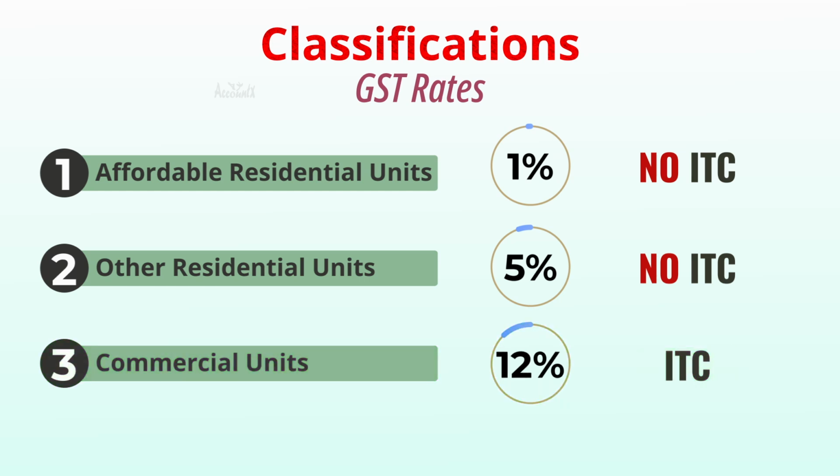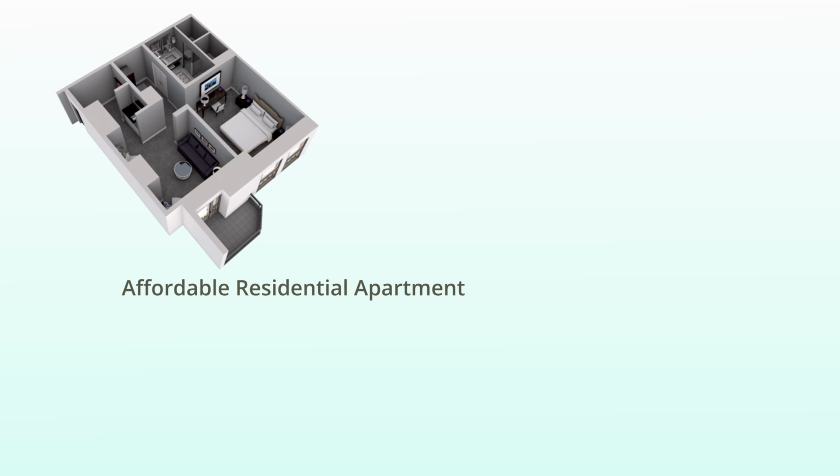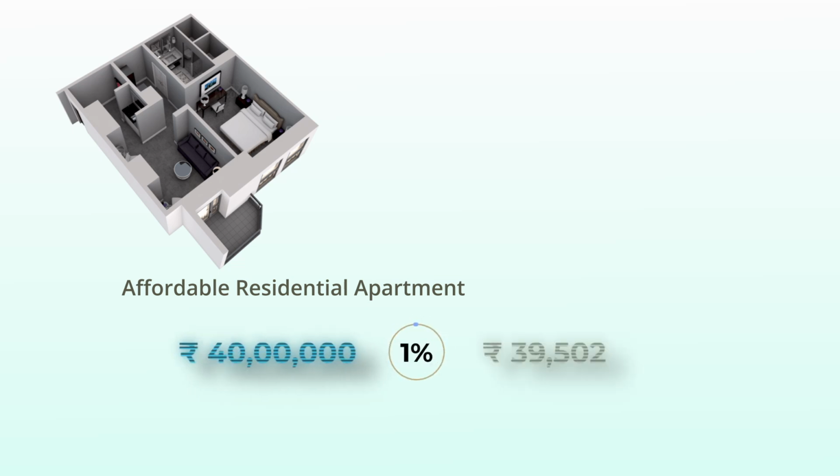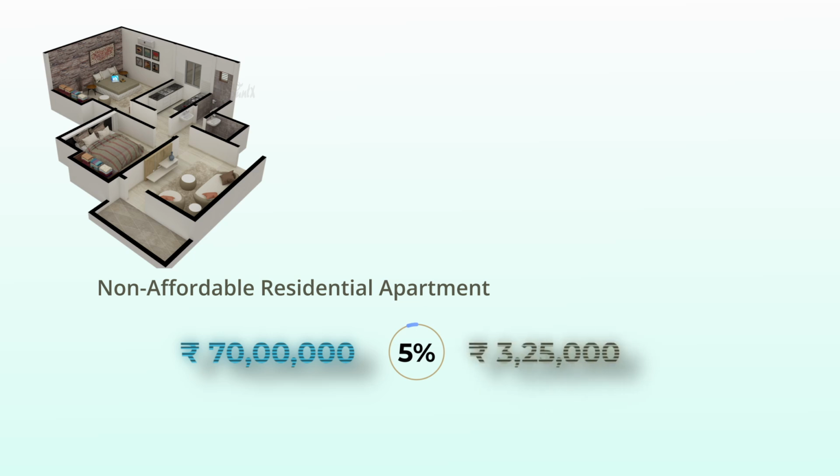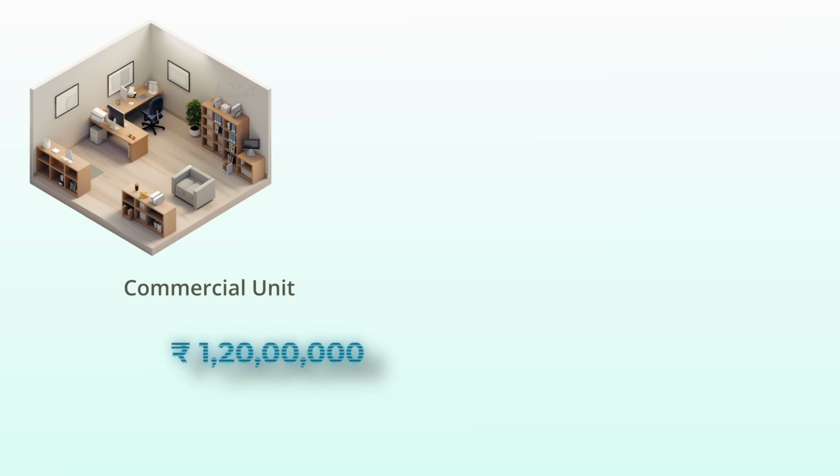To understand this better, let's say price of an affordable residential unit is 40 lakh, rate of GST is 1%, so GST payable is 40k, no ITC. For other residential units, price 70 lakh, rate of GST 5%, so GST payable is 3.5 lakh, again no ITC. For a commercial unit where the price is say 1.2 crore, rate of GST is 12%, so GST payable is 14.4 lakh, but here you can avail ITC and pay the difference.